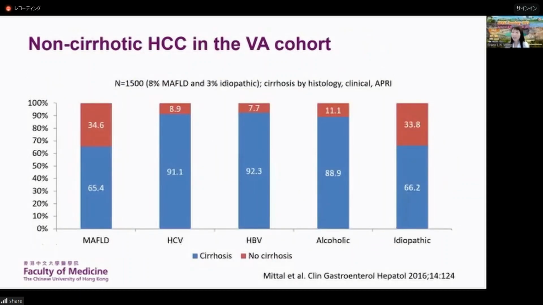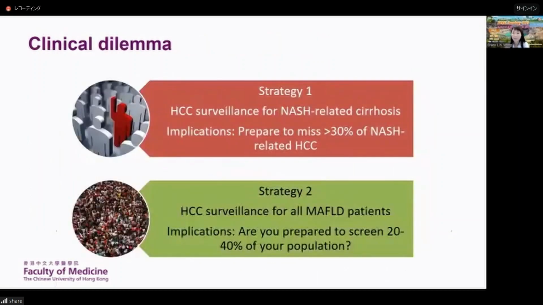Here in the VA, they also highlight that quite a significant proportion of the patients are in the MAFLD or idiopathic group, which I think overlap quite a lot. One third of the cases have HCC but do not have cirrhosis. This again highlights that if we skip HCC surveillance for these patients, we will miss this significant proportion of HCC. This is our dilemma at this moment.